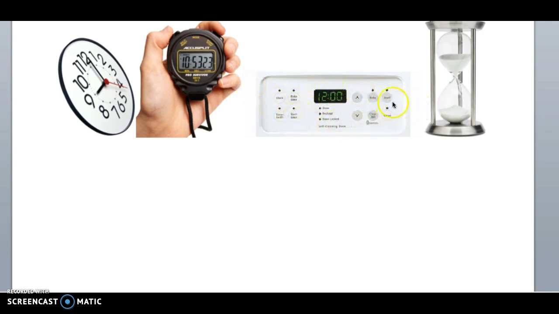This is an oven timer. Most ovens do have them, some don't, but a lot of, especially the modern ovens, will have a timer to set. And then we have an hourglass, so we often use this one in the classroom as well. So you would use an oven timer to find out how long, say, a cake is in the oven for, and to remind you when to take the cake out so it doesn't burn and be horrible.